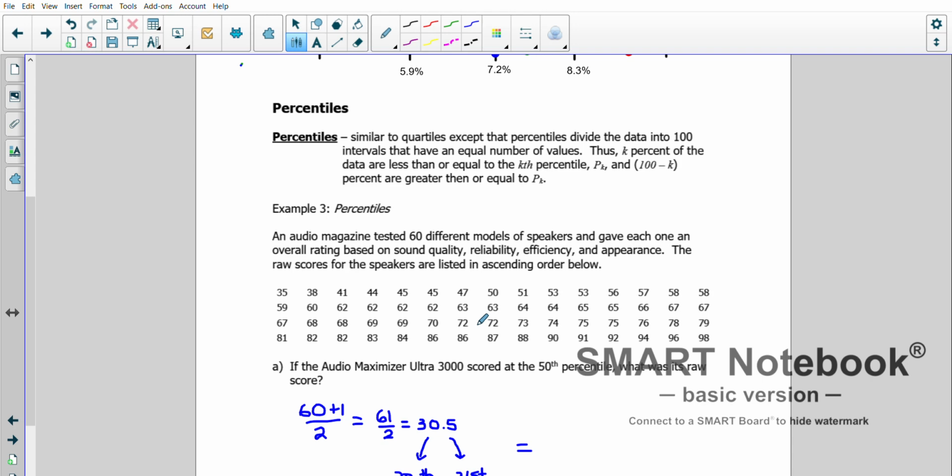But what does it mean? What does it mean if my son was 50th percentile in weight and 90th percentile in height? So it's similar to quartiles, except that instead of dividing the data into quarters, we're dividing into 100 intervals. So the k% of the data are less than or equal to the kth percentile.